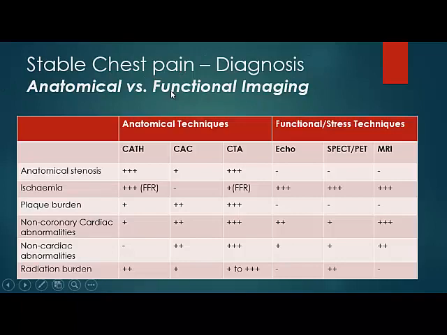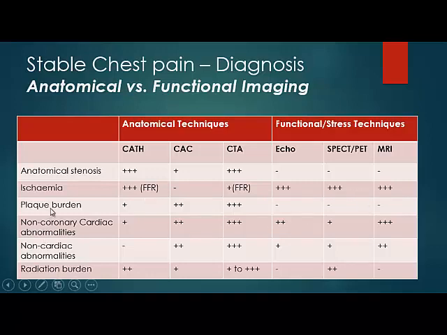So this summarizes what each of the techniques is good for. Cath we know is the gold standard for anatomical stenosis, although CT angiography is reaching that point with its not higher, but increasingly higher spatial resolution. Calcium scoring shows us the plaque itself, but not the degree of luminal obstruction. And obviously stress imaging does not show us anatomical stenosis. For ischemia, you can do invasive FFR, or you can do any of the stress imaging techniques.